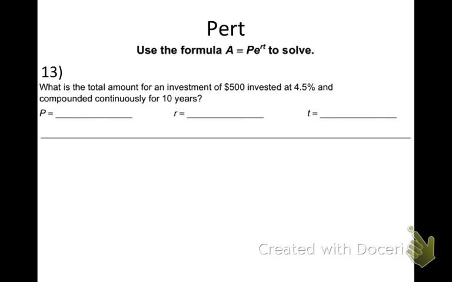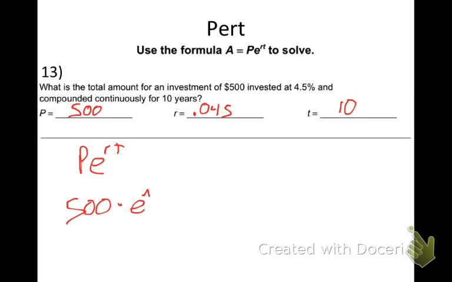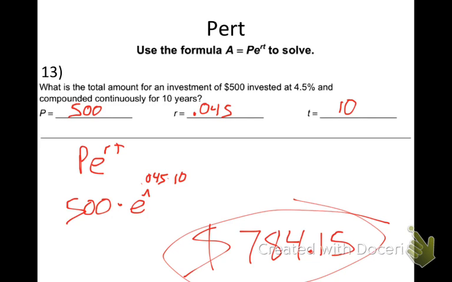So let's try number 13 here. What's the total amount for an investment of $500 invested at 4.5% and compounded continuously for 10 years? P is my principal. What's my principal or starting amount here? 500. What's my rate as a decimal? 0.045. And what's my time in years? 10. So I would say PERT, P e to the R T. So 500 times e raised to the 0.045 times 10 power. And when you do that to the nearest cent, I get an answer that is approximately what, Maddie? $784.15. So over 10 years there, you made about $284. Nice.